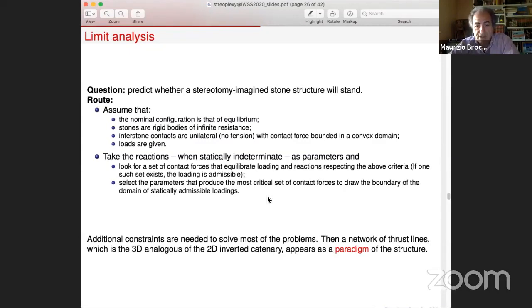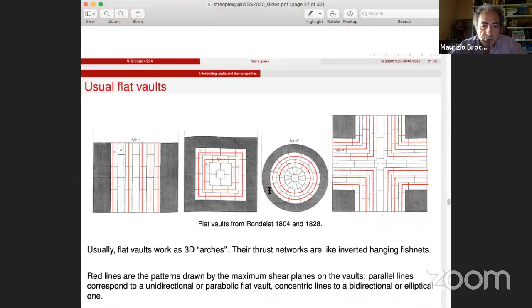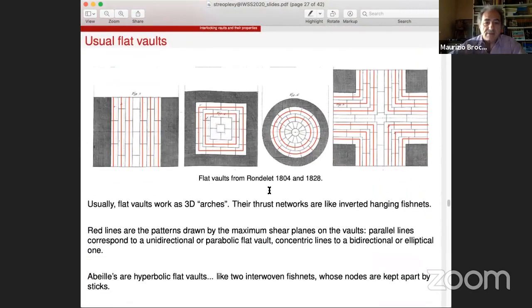And if you find one system of this kind, then you say that the vault is stable, and in most cases, of course, the system is a little more complex, but in the end, you get out with a kind of inverted fishnet. And so this network of truss lines became a paradigm to understand the structure. Now, I want to show what happens with usual flat vaults, so not Abeille vaults. So this is a barrel vault.